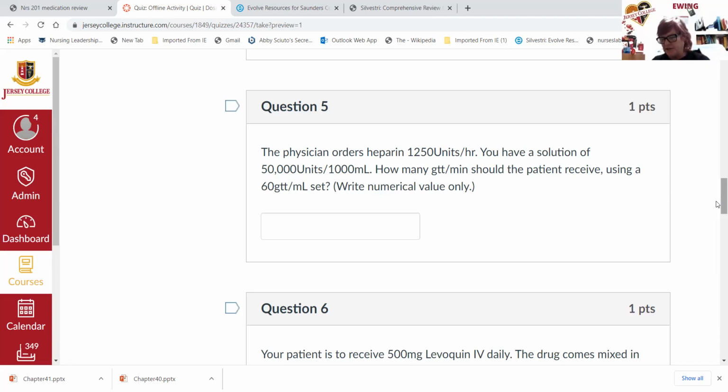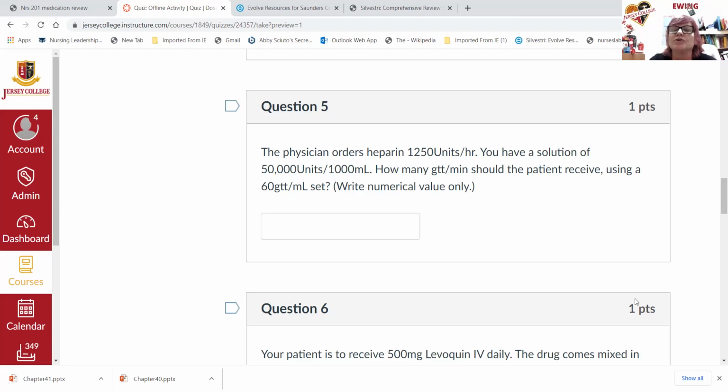I think the issue with this one is there are going to be a few more steps. The answer here should be 25, and I'm going to show you how to get to it. Let's go backwards a little bit and start from scratch. First, take the 1,250 units and divide it by 50,000 and multiply that times 1,000. That's going to give you 25.